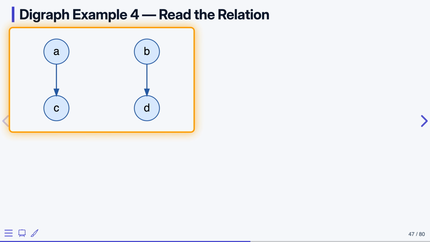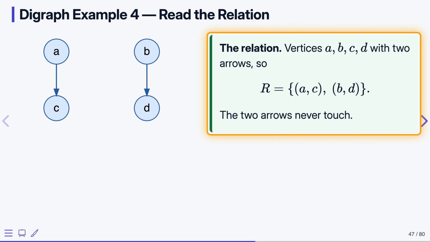This is a 4th digraph, again with 4 vertices. Follow the arrows. One arrow goes from A down to C, the other goes from B down to D. So the relation holds 2 pairs, AC and BD. This time the 2 arrows never touch. The first one ends at C, and no arrow starts at C. The second one ends at D, and no arrow starts at D, so we can never walk a 2-step path, and there are no loops.